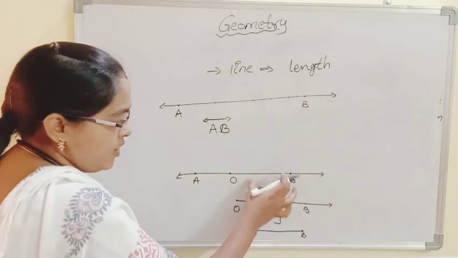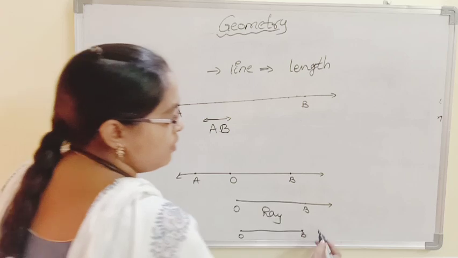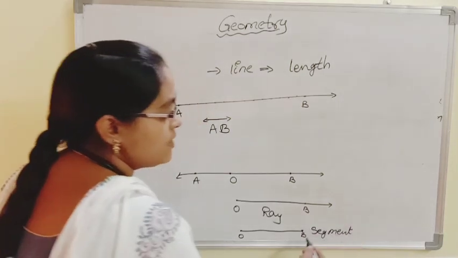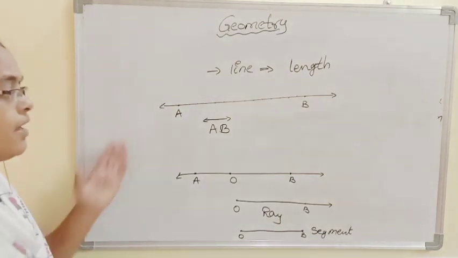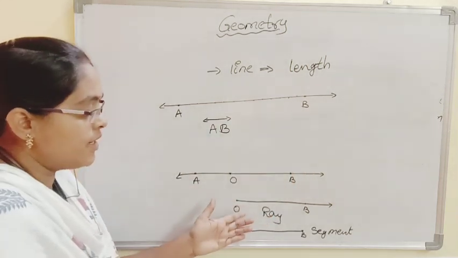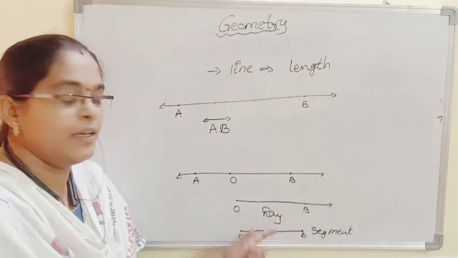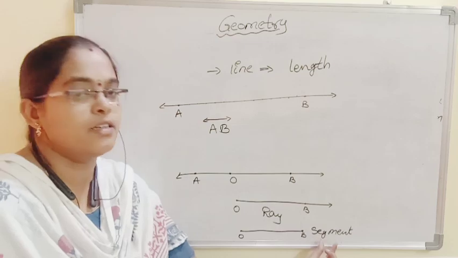This is also part of a line only, which is not extending. This part of a line we are calling a segment. What is it? A line segment we are calling. So a line means it extends in both directions. A part of a line which extends in only one direction is called a ray. A part of a line which does not extend is called a segment.